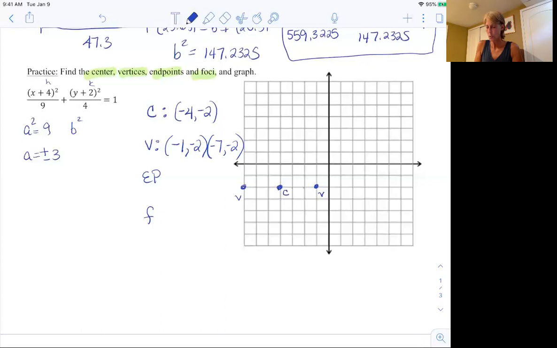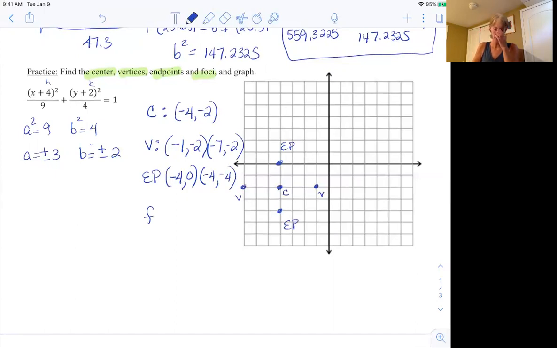My endpoints: b squared equals 4. So b is plus or minus 2. I'm moving up 2 units and down 2 units off the center. Up 2, down 2, endpoint, endpoint. This time, the y value of the center is changing. -4, -2 plus 2 is 0. -4, -2 minus 2 is -4.